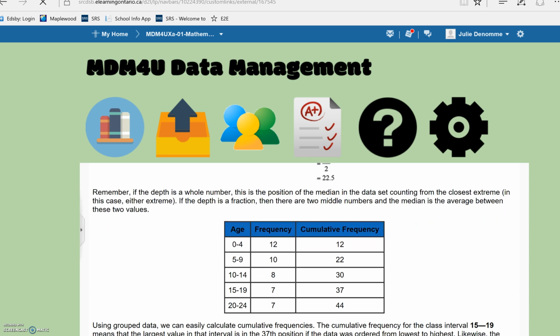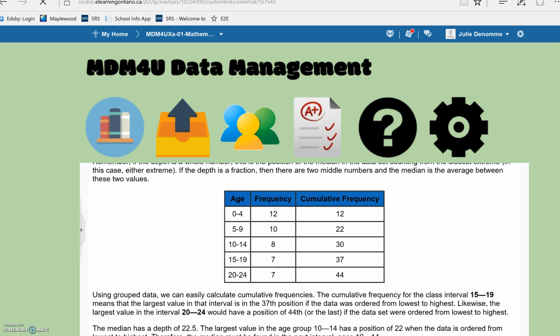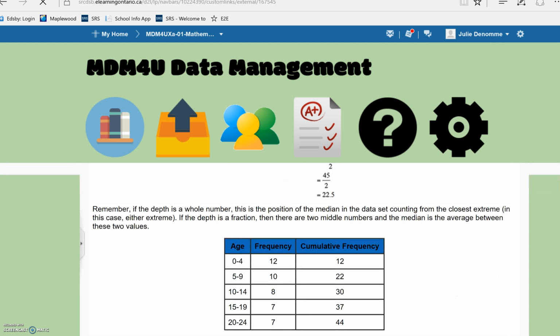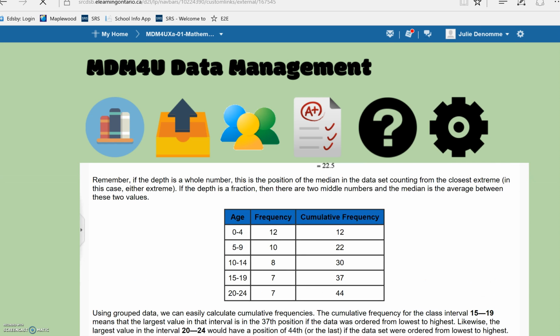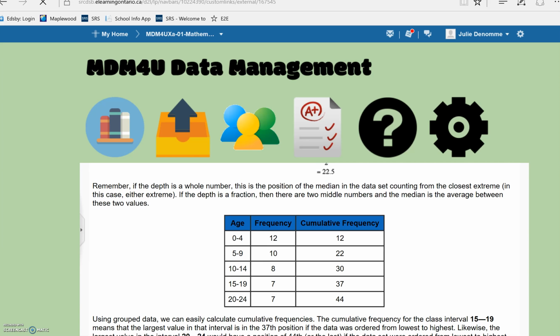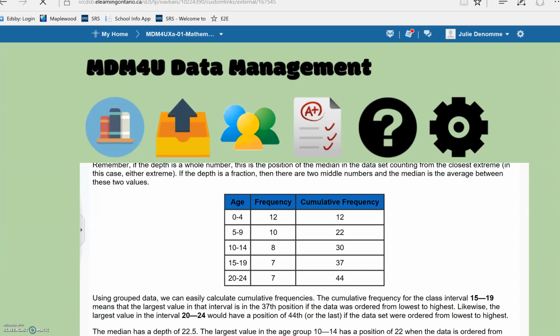What they want you to do is you go to the cumulative frequency. Using grouped data, we can easily calculate cumulative frequencies. Okay, we did that already. In order to determine the median class interval, we must determine the position of the median with respect to the extreme values in the data set. So we calculated the depth of the median to be 20.5, right? Yep. So I would say try to understand this example before you do our example. So 22.5 basically means that the median will be found in that position, between the 22nd one and the 23rd in this example.